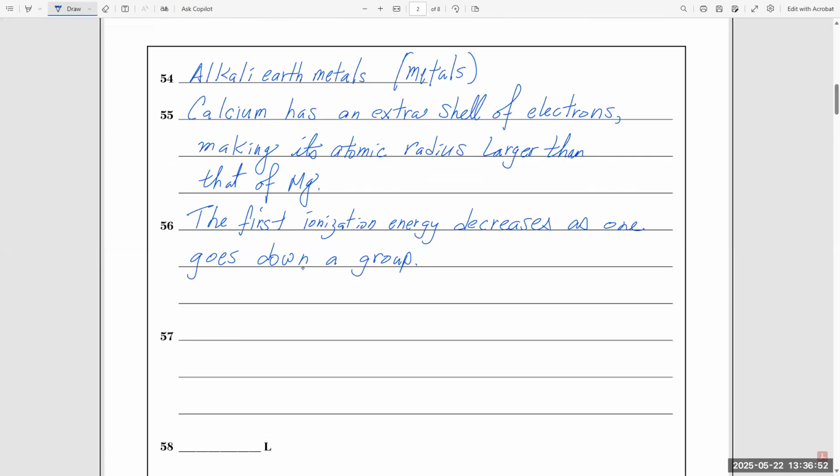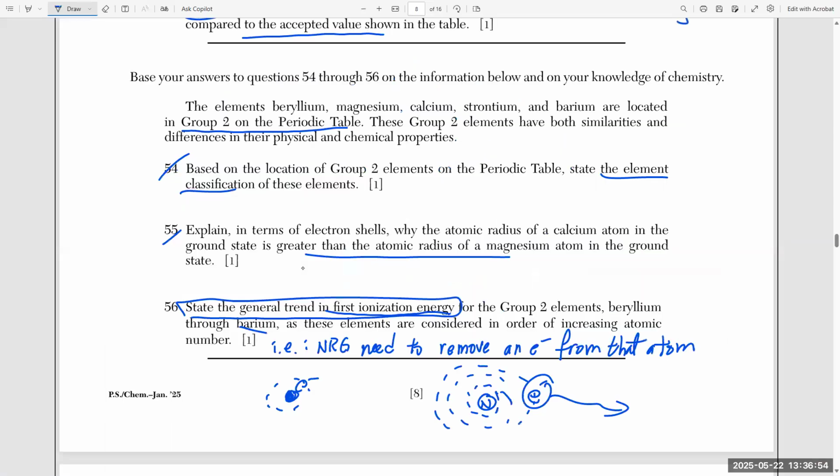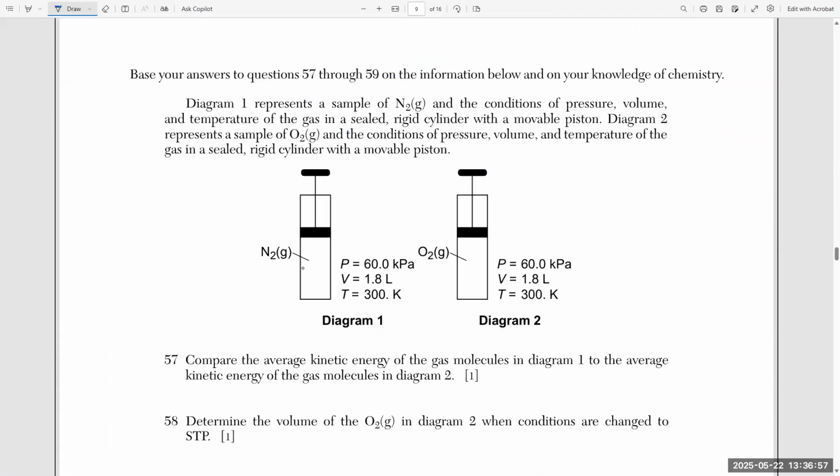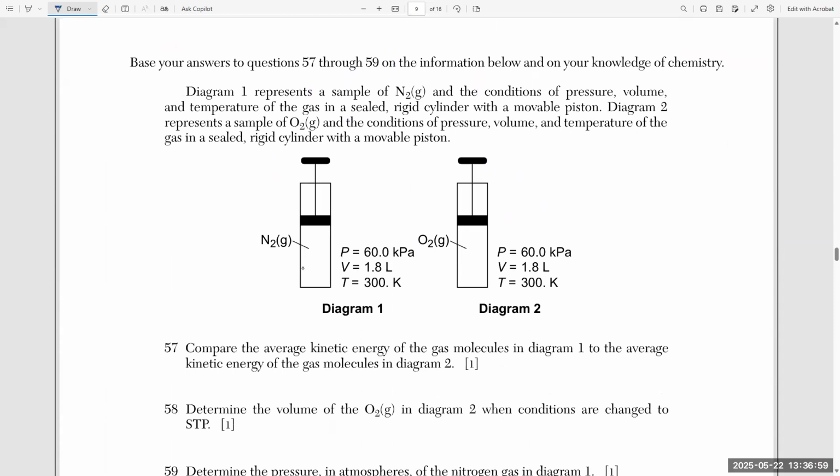Okay, let's go to 57. Number 57, diagram 1, this is a gas law. So what are some of the things we need to know for gas law? We need to understand the equation PV equals nRT. Compare the average kinetic energy of the gas molecules in diagram 1 to the average kinetic energy of the gas molecules in diagram 2. And what do we know about kinetic energy?